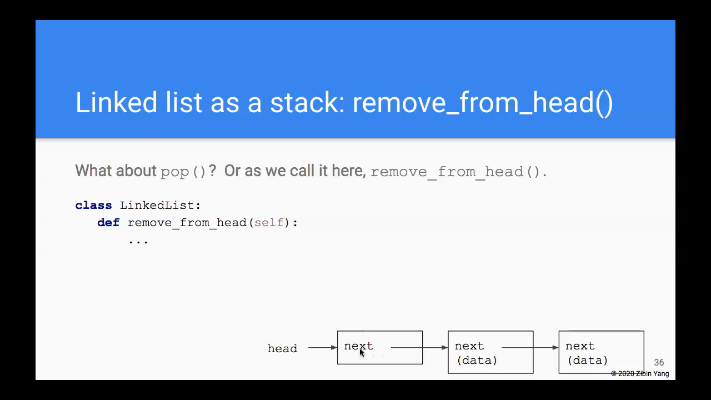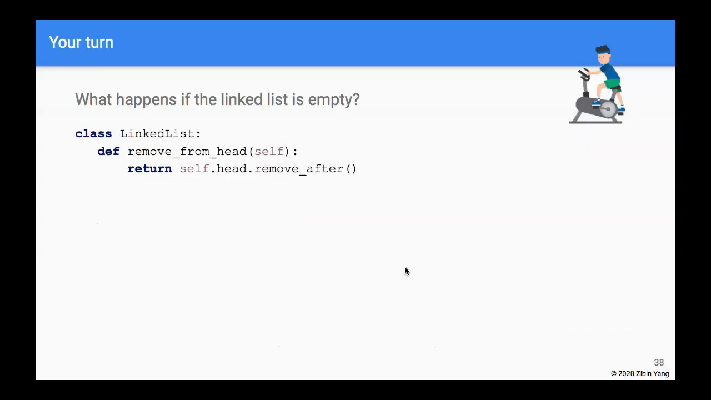Remember in the node class, we implemented a remove after method. That will do exactly what we want. We just have to call that method by dereferencing self.head. That will remove the node right after the head node, and it'll return it. And here's the question: what would this method do, or what does it return, if the linked list is empty? You will likely need to look into the implementation of node remove after to see what happens there.